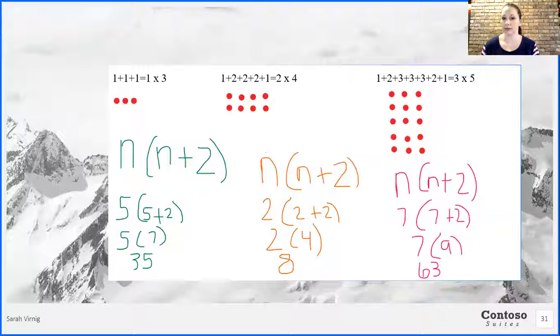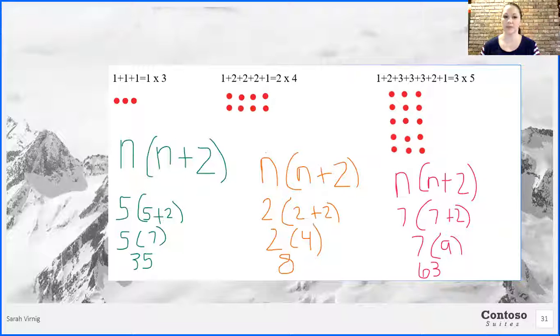Our next one is we're going to find n for the 7th term. So we're going to set the equation up the same way, n times n plus 2. 7 times 7 plus 2 in parentheses. And then 7 plus 2 is 9. 9 times 7 is 63. And if you want to take the time to add up all those dots, I promise it equals 63.